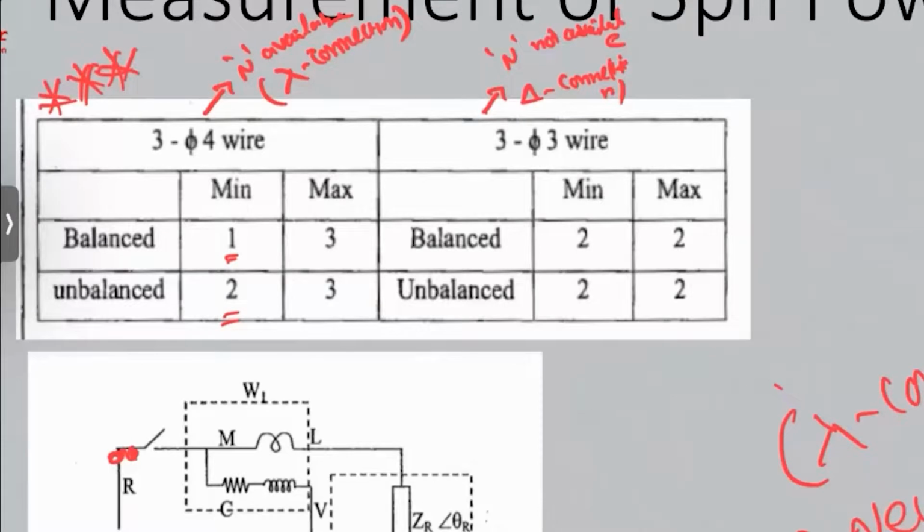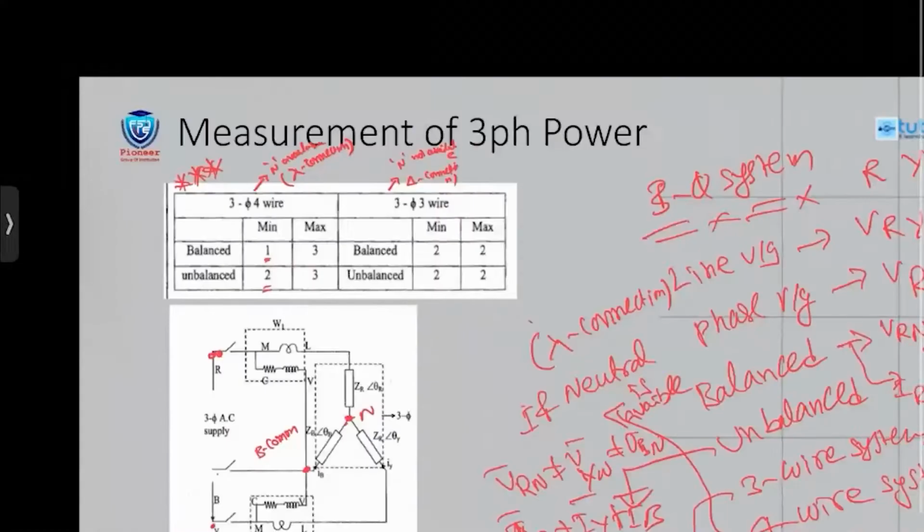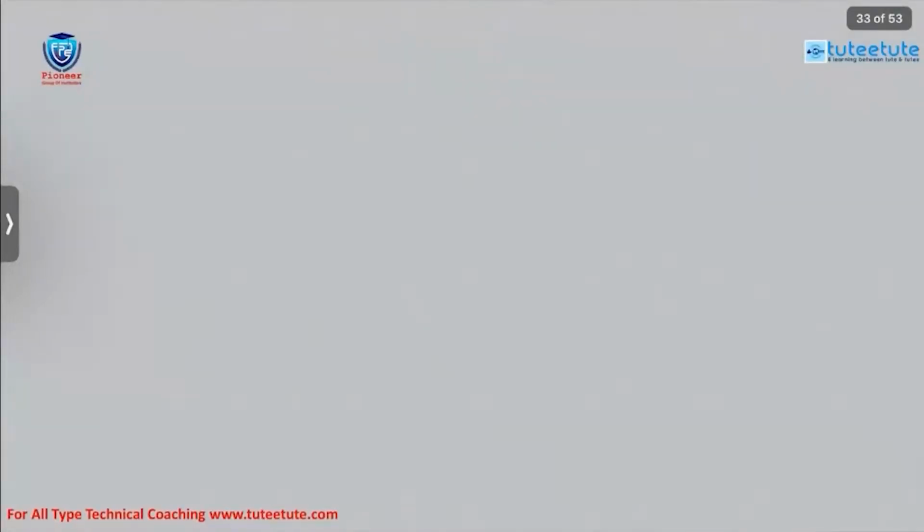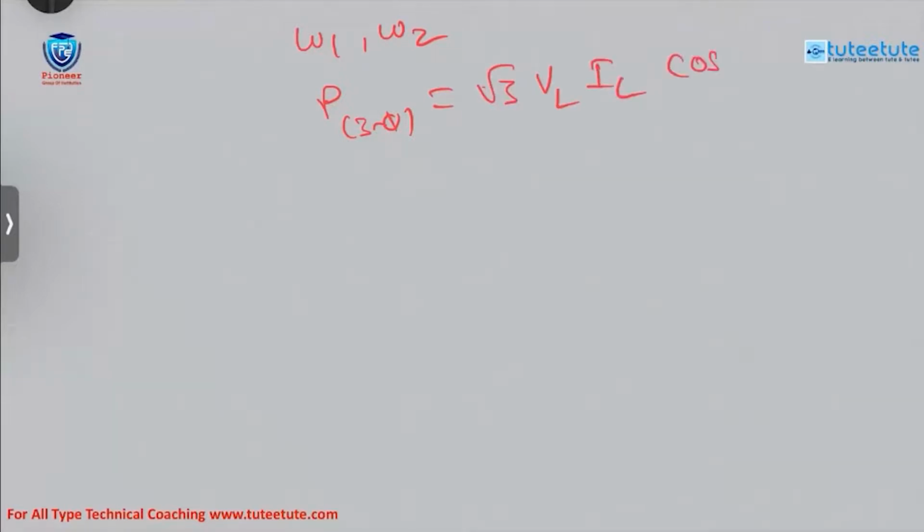So in general, most of our systems are unbalanced systems only. We are going to prefer 2 wattmeters for measurement of power. So we are going to do the calculations here. We have 2 meters, W1 and W2. The three-phase power formula is root 3 VL IL cos phi. Root 3 VL IL cos phi.